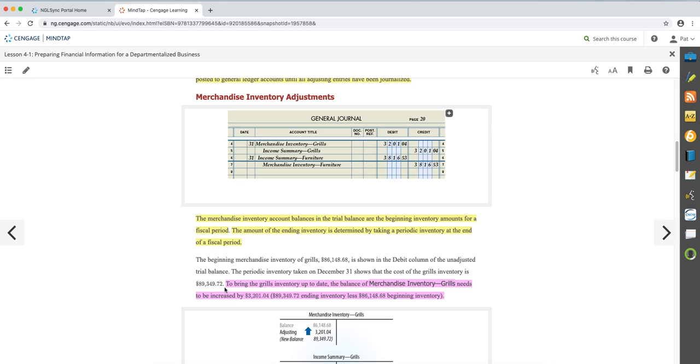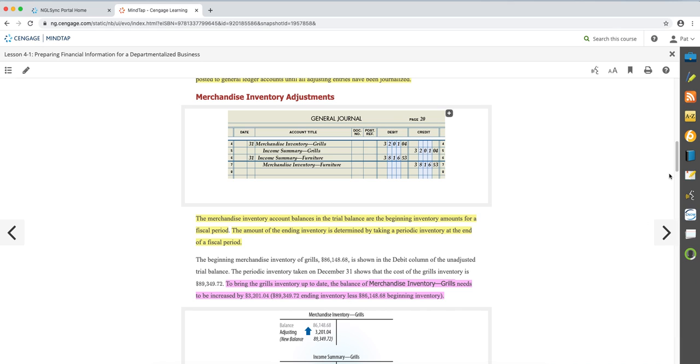Then when we took an inventory count at the end of the year, we have more, 89,000 worth of grills. Why is that? You continually purchase throughout the year. Maybe they want to have close to $86,000 to $90,000 worth of grills on hand. But we had 86 throughout the year. We buy and sell, and we end up with 89 left over. So when the grill number goes up, and you can see merchandise inventory grills going up, we have to show that increase in the adjustment.